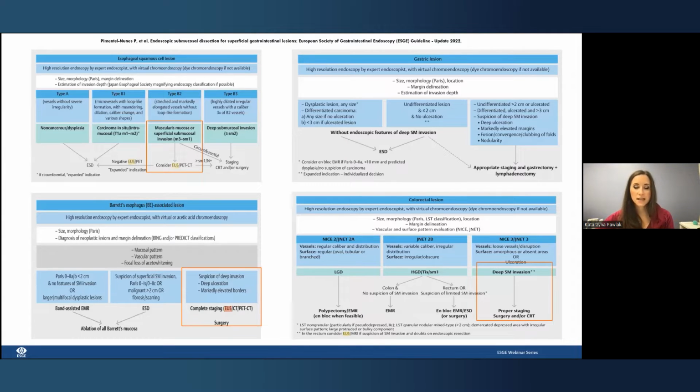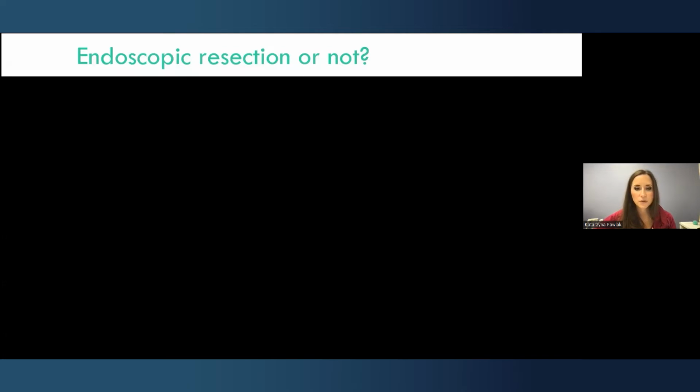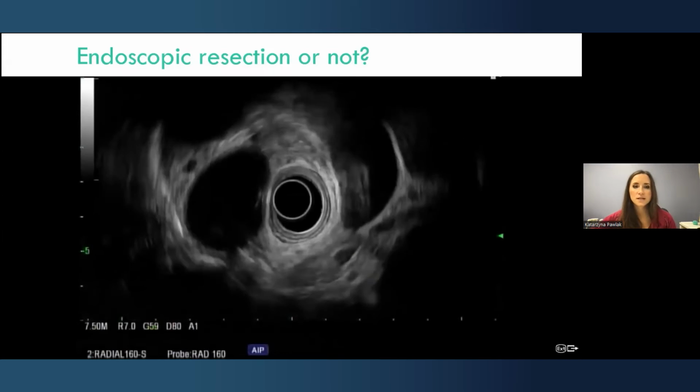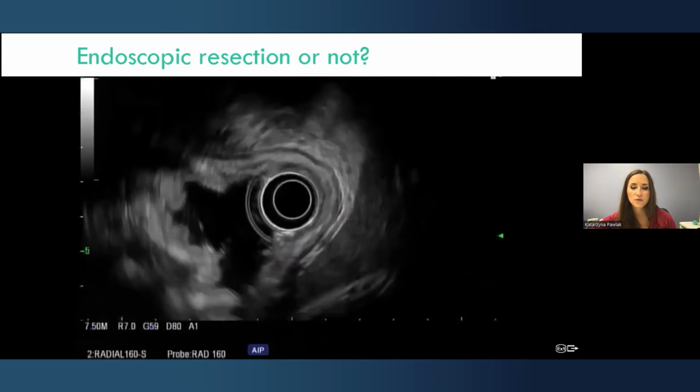And this is just an example of what our guidelines show for esophageal squamous cancer. You can see that, and also for Barrett's esophagus cancer and for colorectal lesions, we rather perform EUS when we have deep submucosal invasion, and for gastric cancer, actually, we don't use EUS so frequently. So that's the question to Paris and Professor van der Merwe: how the lesion should be removed, and if the lesion can be removed endoscopically or not.